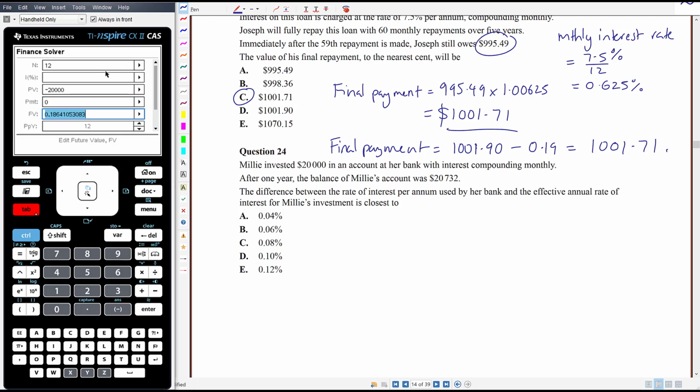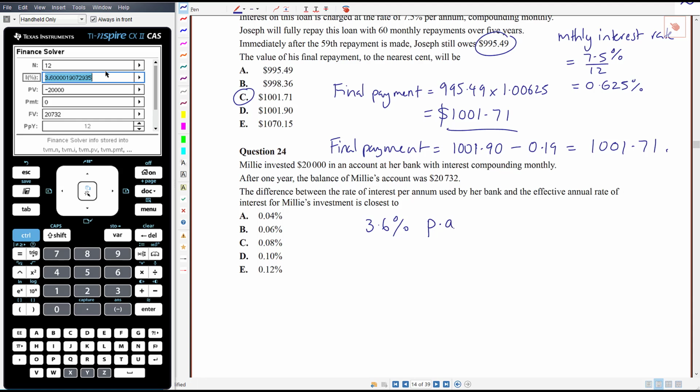And after 1 year, the value of the investment, the future value, is $20,732. Okay, so that's a positive amount because that's her money. Relative to her, she doesn't owe that money, that's her money. So that's a positive amount. So if we work out payments per year and compounds per year, it's monthly, so it should still be 12. Let's work out the interest rate. So it tells us that the annual interest rate is 3.6% per annum.